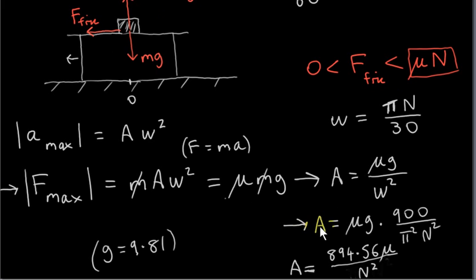We can get A in terms of just mu and n by plugging 9.81 in for g, and multiplying 900 by 9.81, then dividing by pi squared to get 894.56.